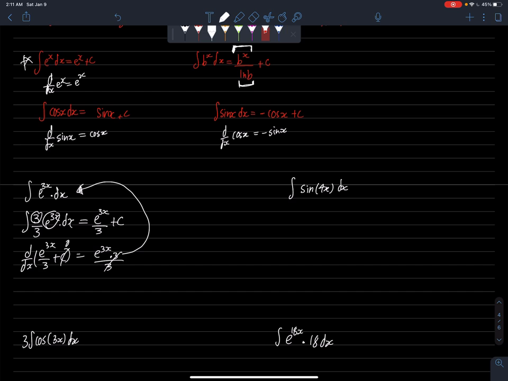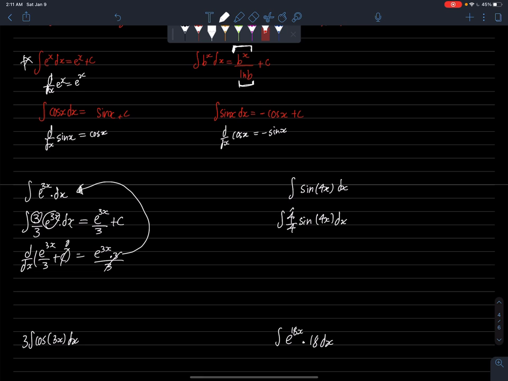Let's do sine 4x. Can you guess what we have to do? Similar to what we just did, we just multiply it by 4 over 4 in this case. So we're just going to do the same trick. This is a very popular trick. You will have to do this in your homework problems and even on your test. This is very popular.